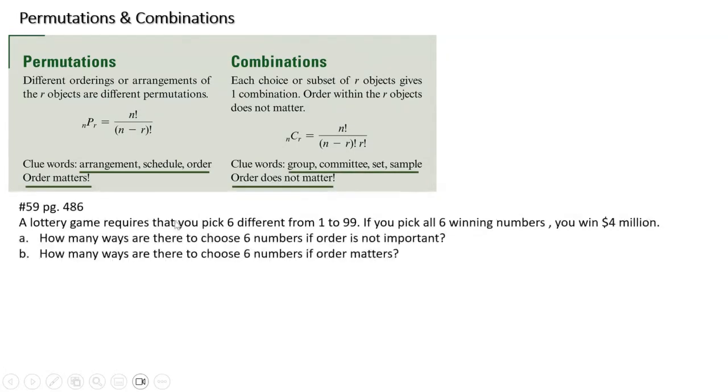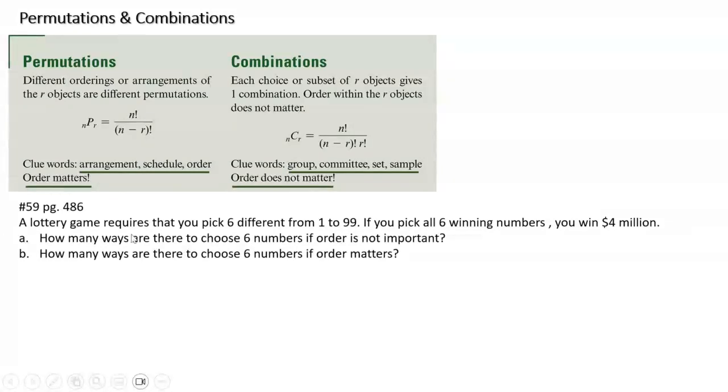Okay, now number 59 from page 486. It says a lottery game requires that you pick 6 different numbers from 1 to 99. If you pick all 6 winning numbers, you win $4 million.